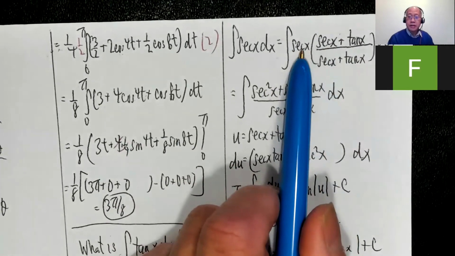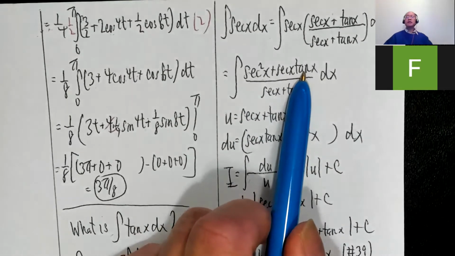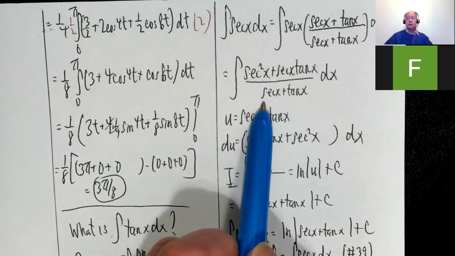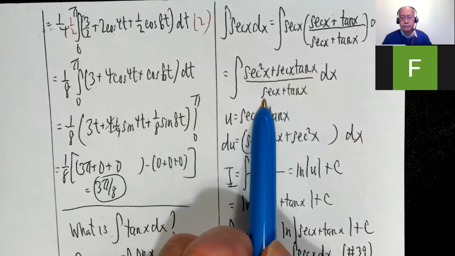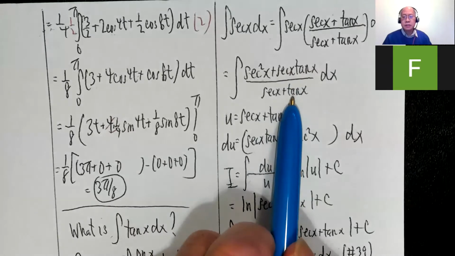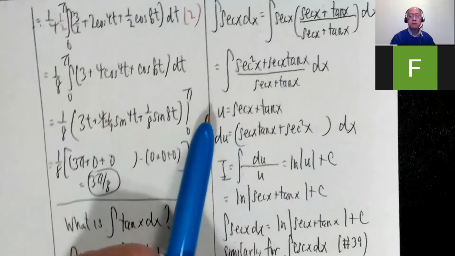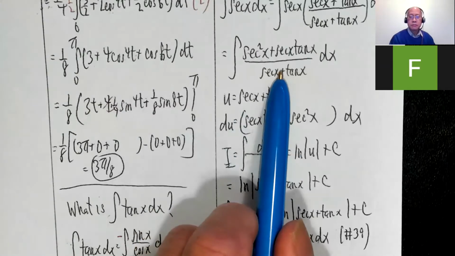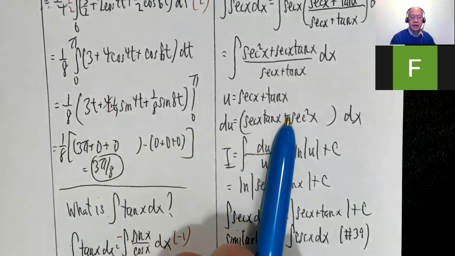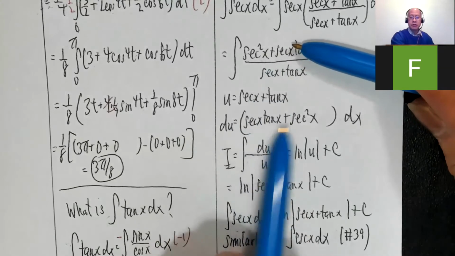Okay, so if I multiply out the top, I get secant squared x plus secant x tangent x. And then, believe it or not, the derivative of the bottom is the top. Because what's the derivative of secant x? Secant x tangent x. And what's the derivative of tangent x? Secant squared x. So then you would do a u substitution. So u is the bottom. du is secant x tangent x plus secant squared x dx, which is the same as the numerator. It's just turned around, but they're equivalent.